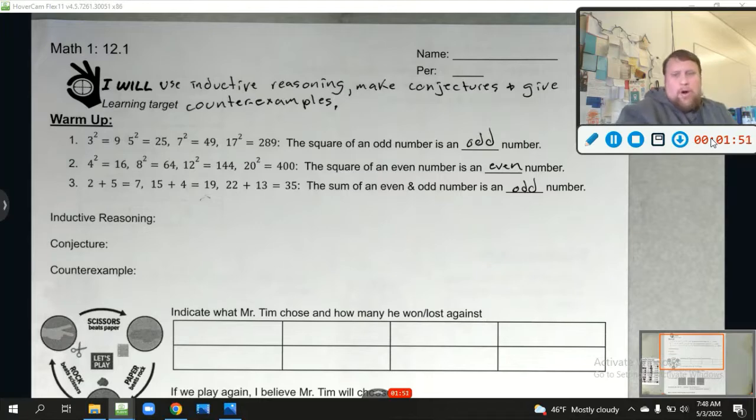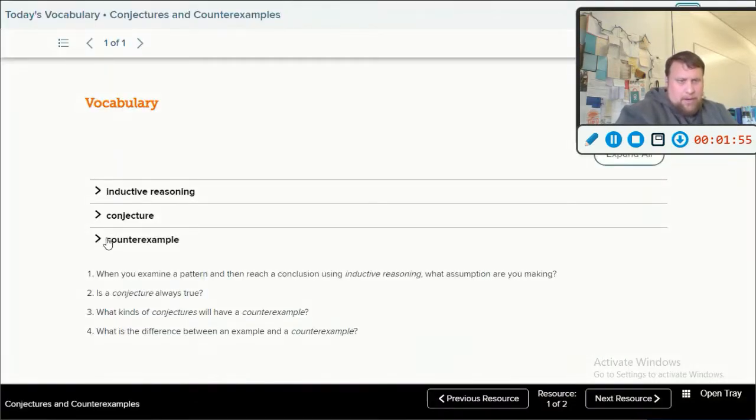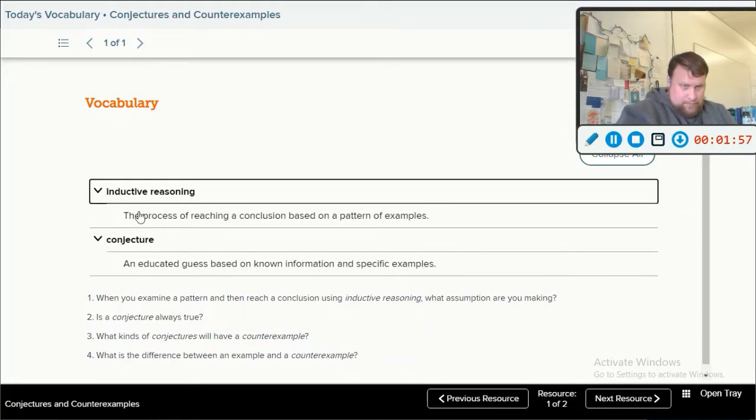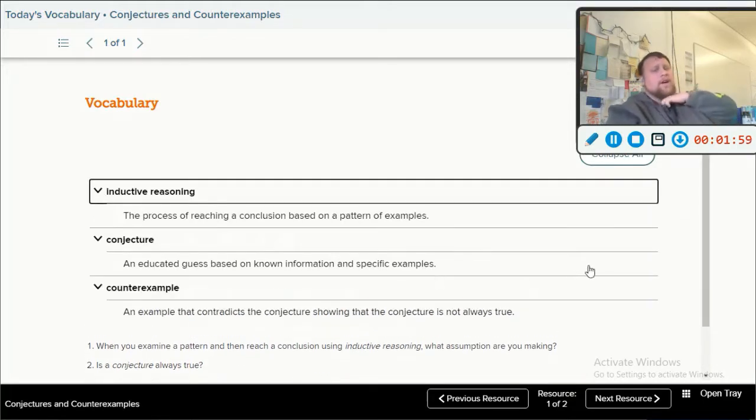Okay, let's go ahead and go to our vocab today. I'm just going to splash it up on the screen for a minute there for you to pause. We have inductive reasoning, which is what we were doing just then. It's the process of reaching a conclusion based upon a pattern of examples. And so inductively, we looked at those examples, we reasoned out a conjecture, and a conjecture was an educated guess based upon known information and specific examples.